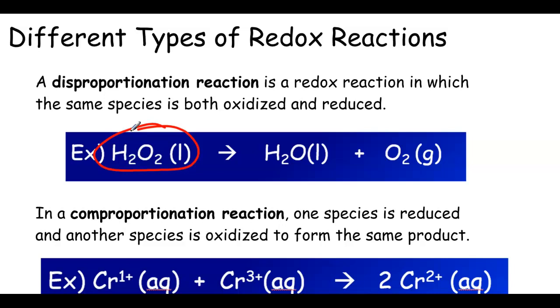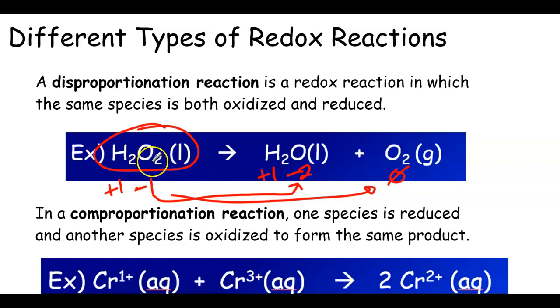So if we were to assign oxidation numbers here, this is hydrogen peroxide. So hydrogen is +1 and the oxygen in peroxide is -1, right? Hydrogen is +1 in water, oxygen is -2 in water, and 0 in oxygen gas. So what's happening here is the oxygen is actually doing both changes. Some oxygen atoms are being reduced by going from -1 to -2, right? They're gaining. But others are becoming oxidized.